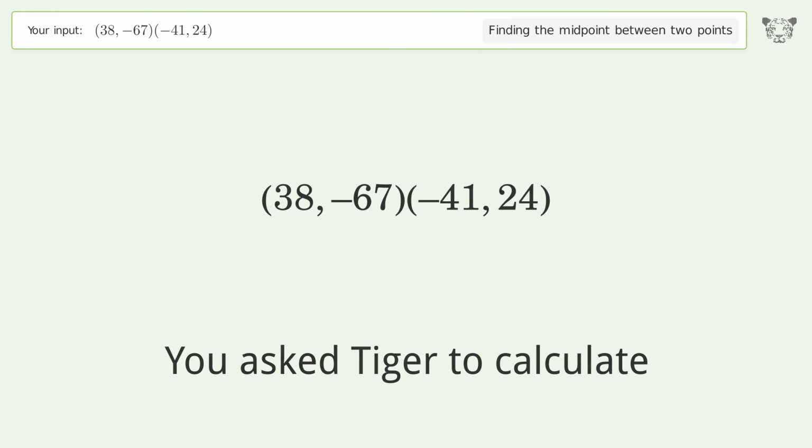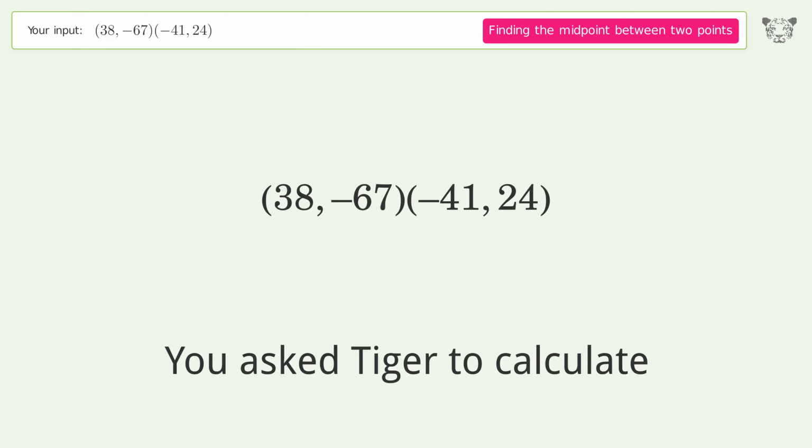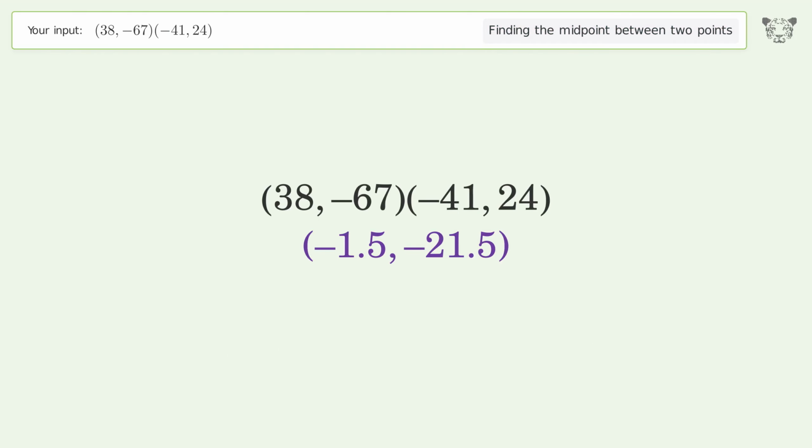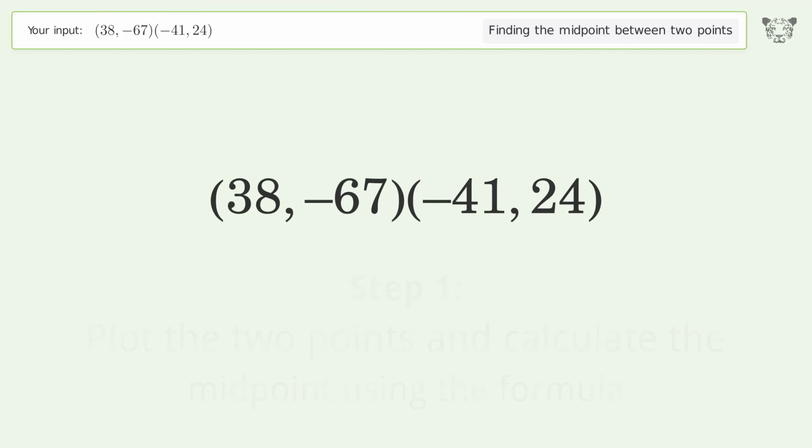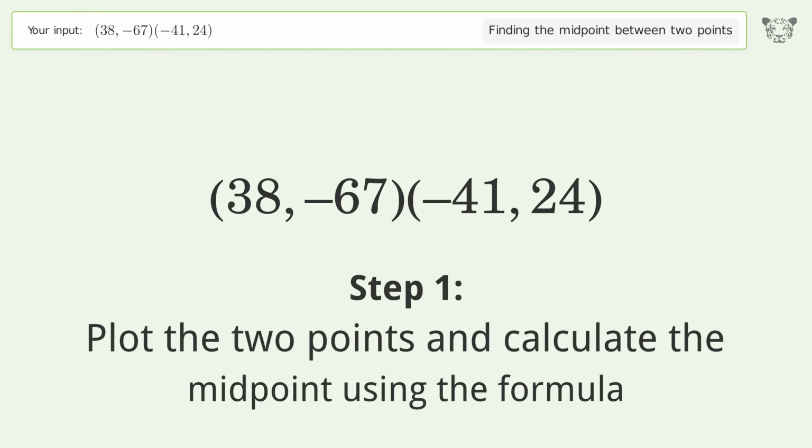You ask Tiger to calculate. This deals with finding the midpoint between 2 points. The midpoint between the 2 points is -1.5, -21.5. Let's solve it step by step. Plot the 2 points and calculate the midpoint using the formula.